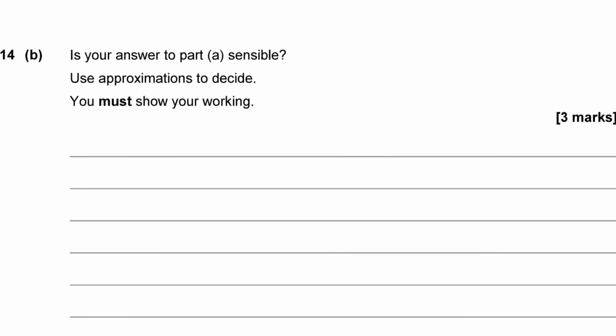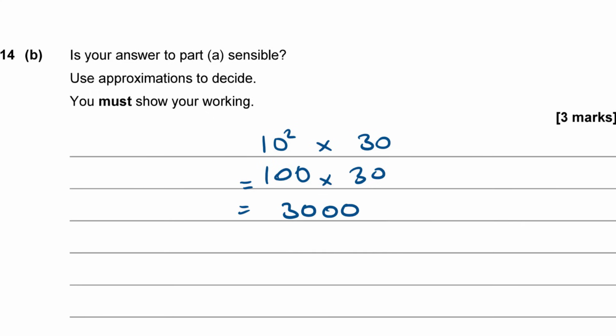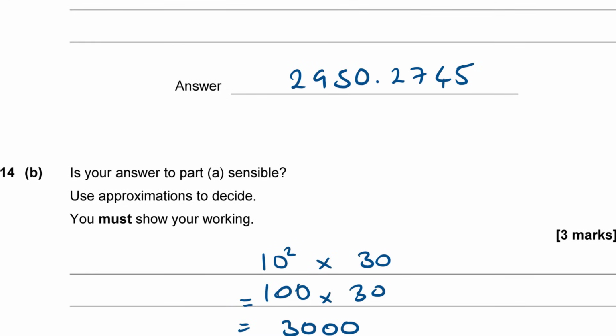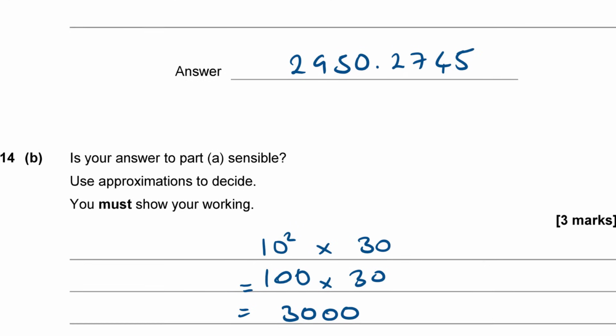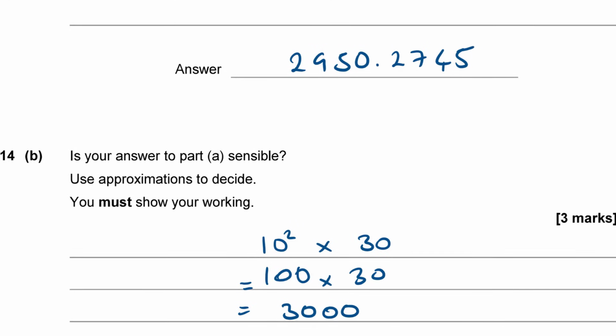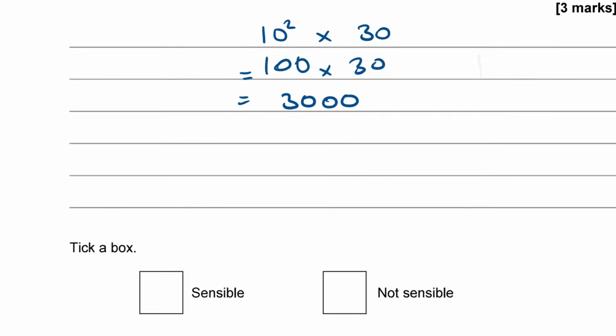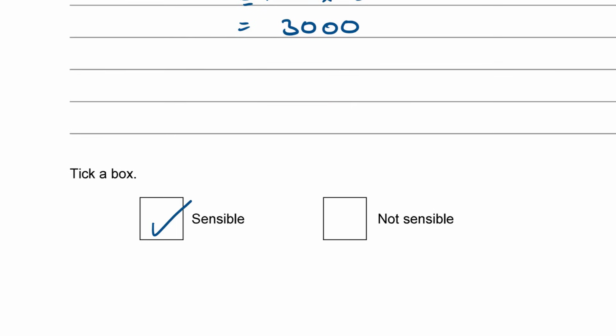Okay, so let's work out 10 squared times 30. Well, that's just 100 times 30, which is 30 with 2 extra zeros, 3,000. Okay, so my estimate was 3,000. My actual answer was 2,950. So that's not bad, is it? It's only 50 out, which is not too much when you're talking about thousands. So yeah, I'm going to say it was sensible.